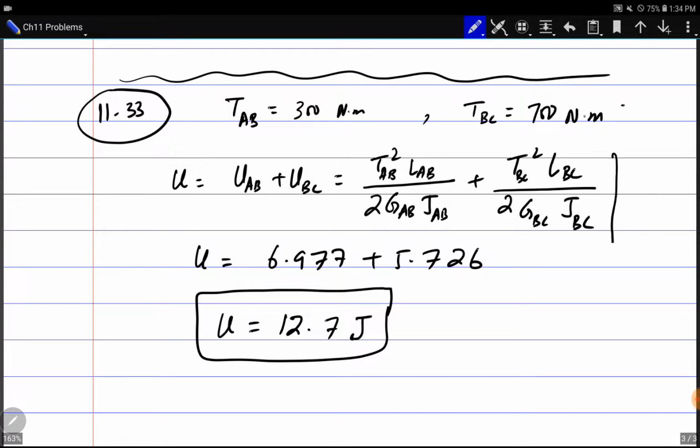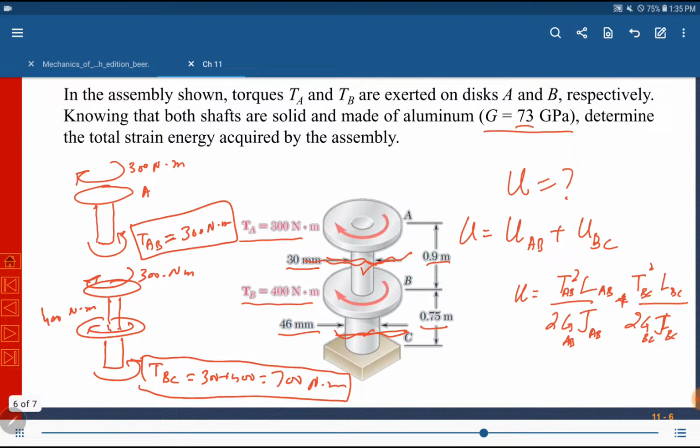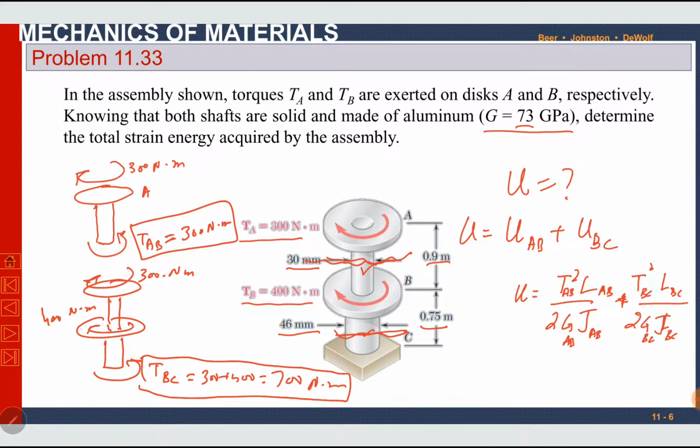You can find J by yourself. J is equal to pi by 2 radius power 4. So you can do it by yourself. Radius of both the shafts are given, radii for both the shafts. It is 46 for shaft BC and 30 for shaft AB.